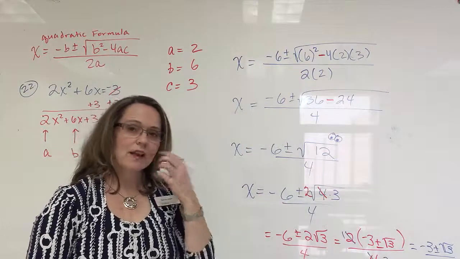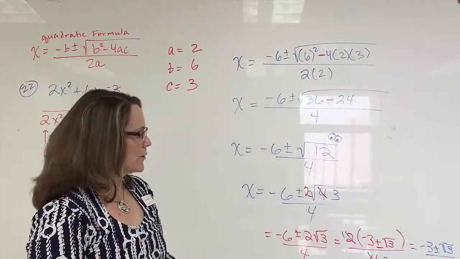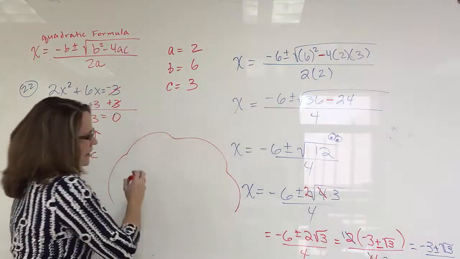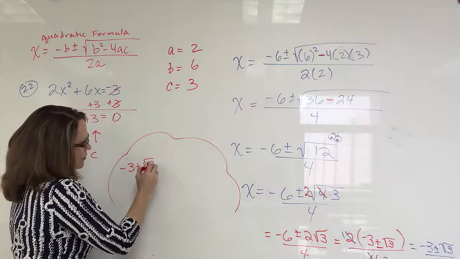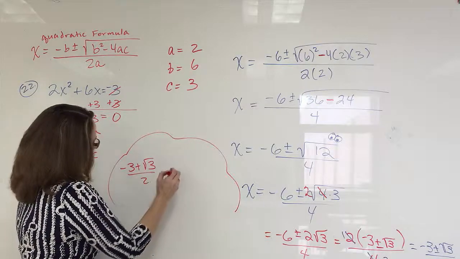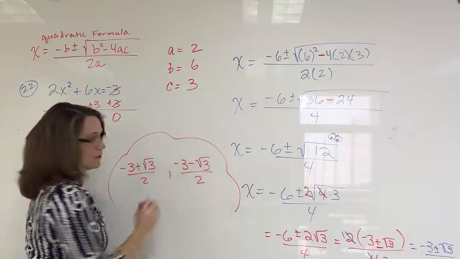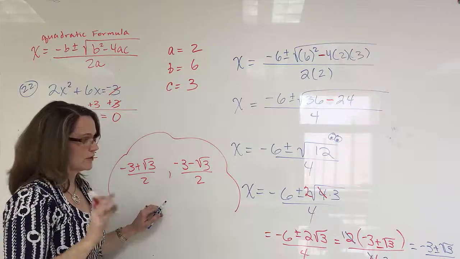Remember that on the test they may have these listed separately. This really does represent 2 distinct numbers, and I'm going to back up over here to write your answers. It would be negative 3 plus square root of 3 over 2, and then negative 3 minus square root of 3 over 2. 2 distinct, actual, different values.